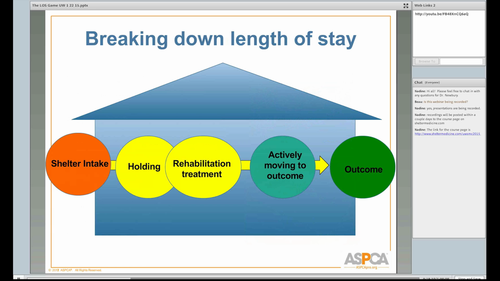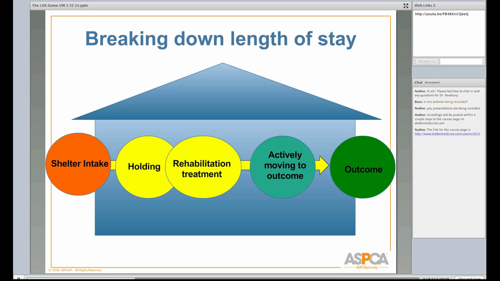When we think about length of stay, we think about it as being part of a pathway. So we can break it down into all these different factors. There's this part that we think of as shelter intake, holding, rehabilitation or treatment. They're moving towards an outcome, and then they're having this outcome. What we want is for this to be a straight shot. For some animals, obviously, it's not a totally straight shot because they need some sort of rehabilitation or treatment. Again, we want this to be done efficiently so that they're getting what they need in the amount of time they need, but not with any huge detours.